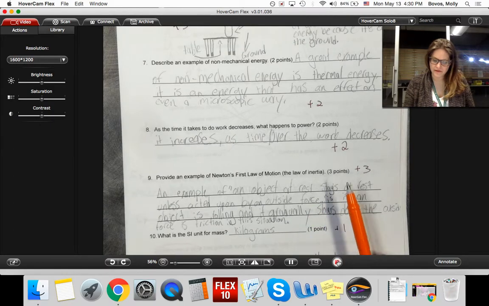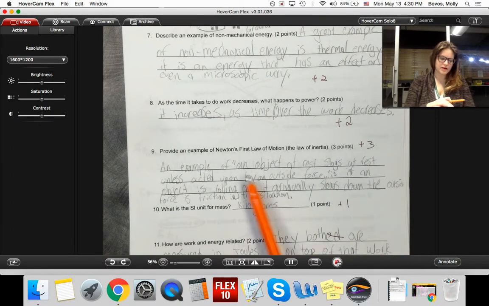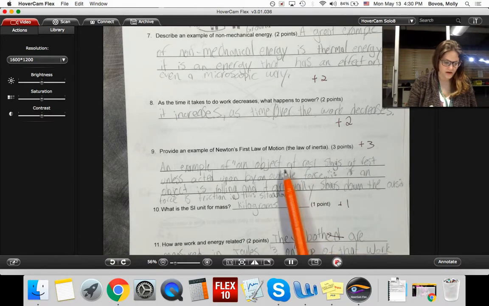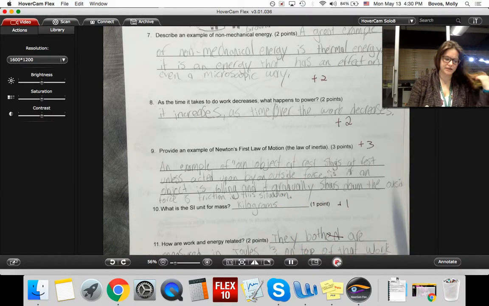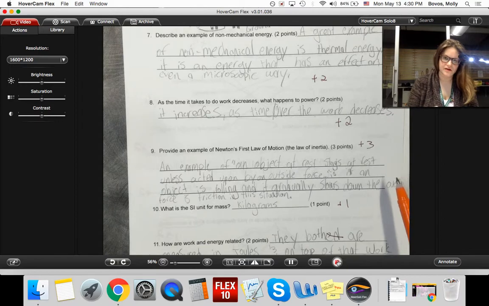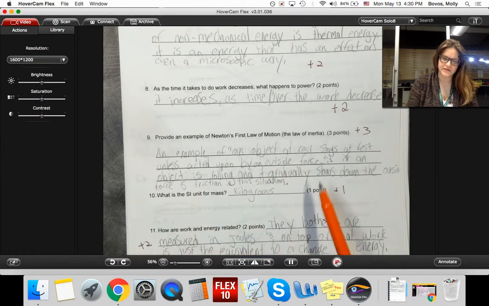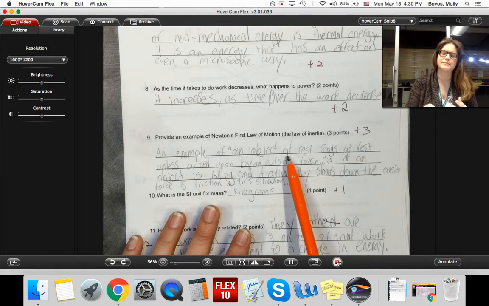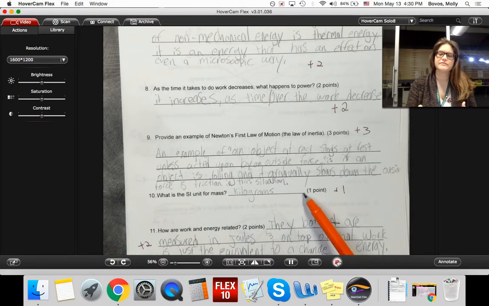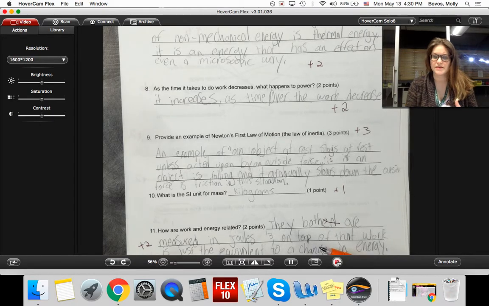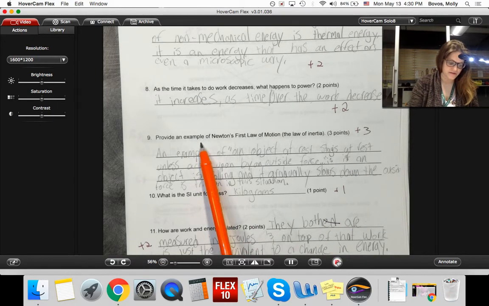And then we have an example of Newton's first law. So what I'm really looking for here is that I want to see an example. You don't necessarily have to have the definition of Newton's first law. A lot of people wrote it. And so if you gave me that definition, I at least gave you 2 points, but I really was looking for an example of Newton's first law. So here's a good one.